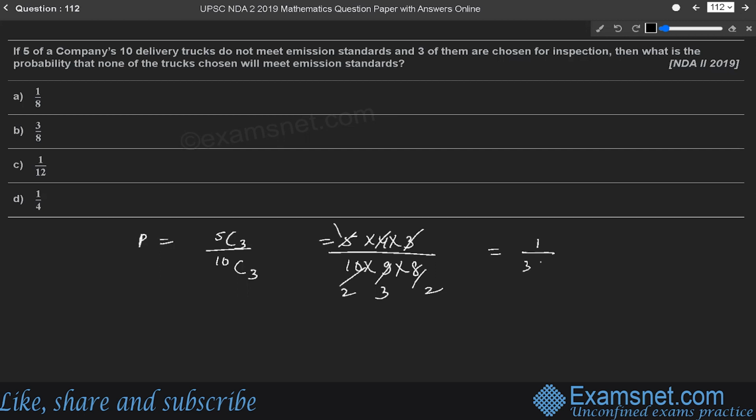So, it will be 1 upon 3 into 4, which is equal to 1 upon 12. Hence, we can say that the required probability is 1 by 12. So, the correct option is option number C here.